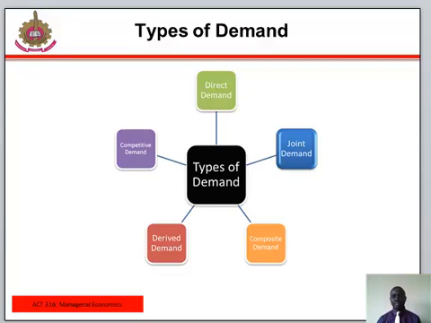The last one is direct demand. Demand for a commodity which is for direct consumption is called direct demand. Examples are food and clothes.